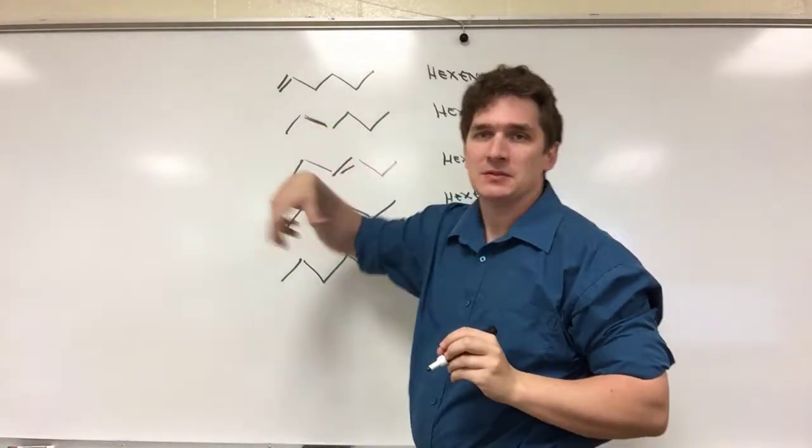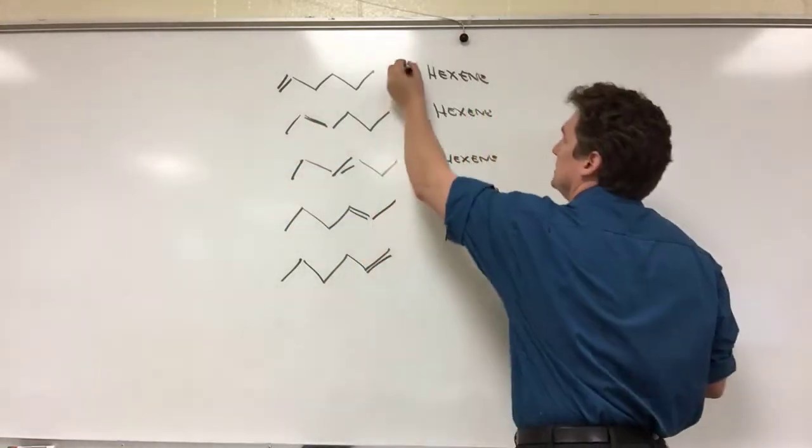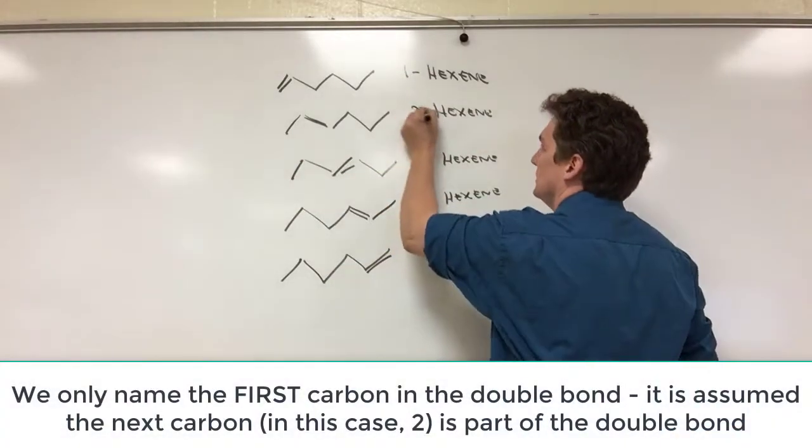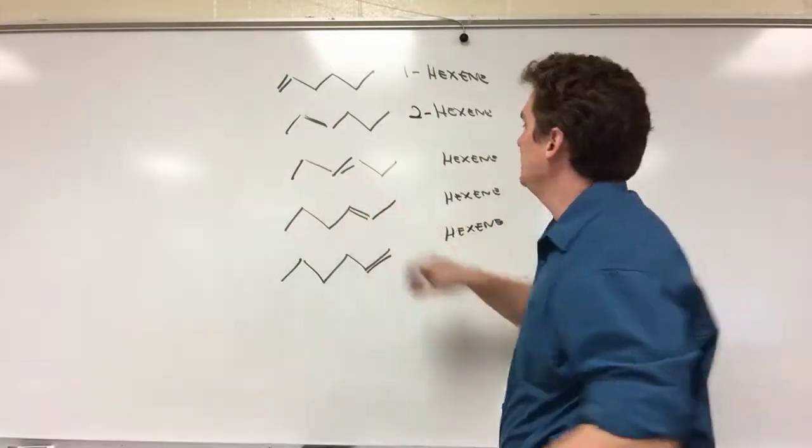So in this case, it's easy. It's on the first carbon. So we're going to say that this is 1-hexene. This one's easy, 2-hexene. And this one is 3-hexene.